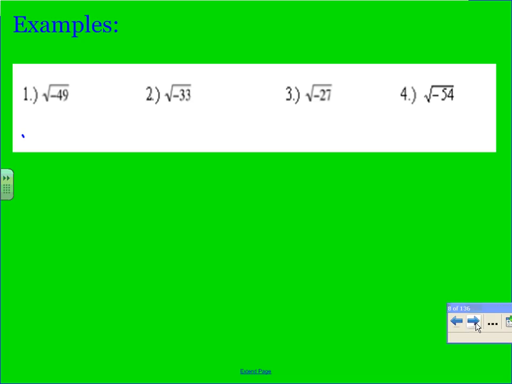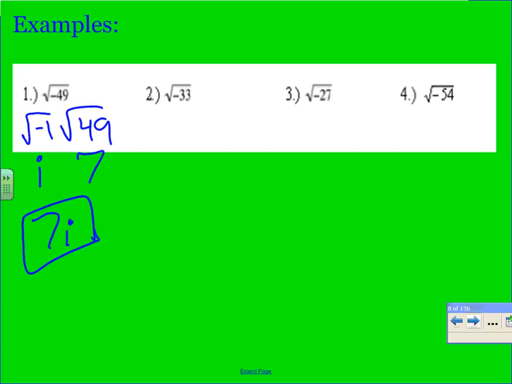Okay, so let's do some examples. Number 1, square root of negative 49. First thing I always want you to do is separate them. Square root of negative 1, square root of 49. Good job. Square root of negative 1 is always I. Square root of 49 is a perfect square. So we're going to leave the answer as 7I. Pretty easy, right? It's imaginary. When you go to graph it, it will not cross the x-axis. It'll be up really high or down really low.